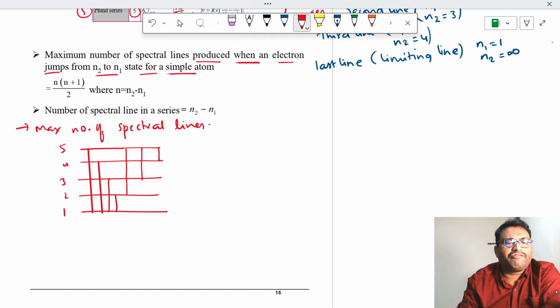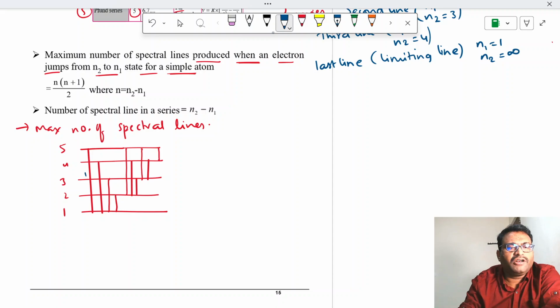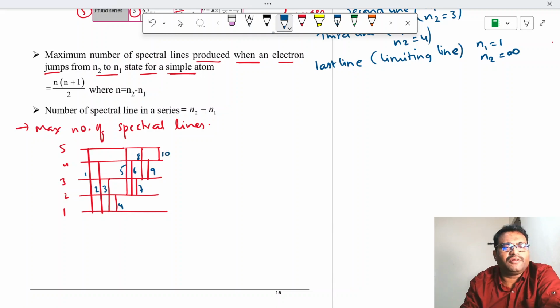After 5 to 4, 4 to 2 is also possible. After coming to 3, 3 to 2 is also possible. After coming to 4, 4 to 3 is also possible. So these are all the possible spectral lines. Count them: 1, 2, 3, 4, 5, 6, 7, 8, 9, 10 spectral lines are possible.